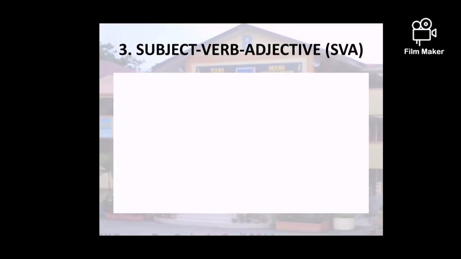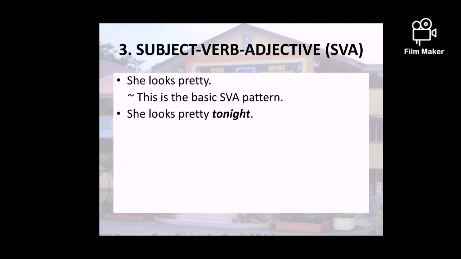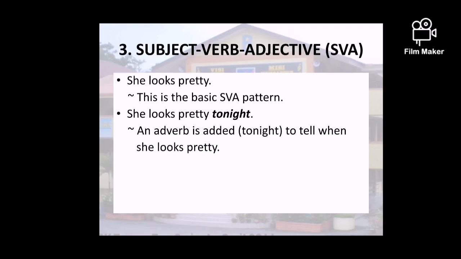So the third type is subject verb adjective. She looks pretty. The example given is the basic SVA pattern. She looks pretty tonight. Tonight is an adverb of time, so tonight is added to tell when she looks pretty.